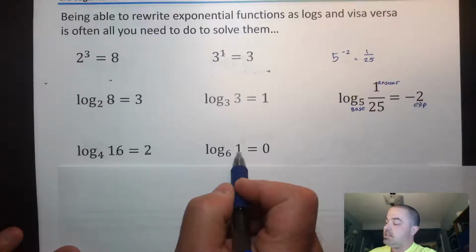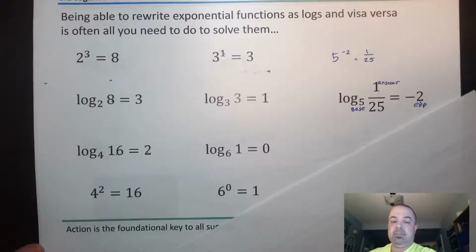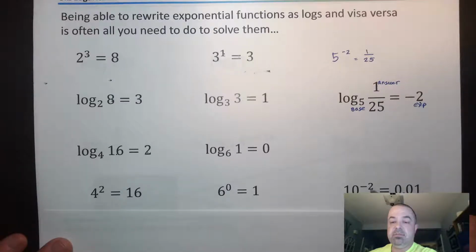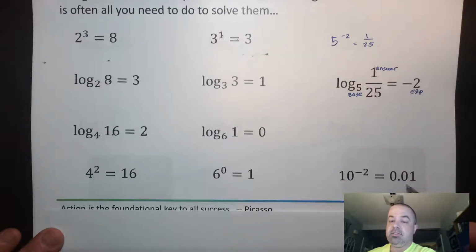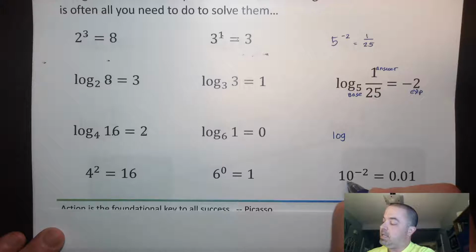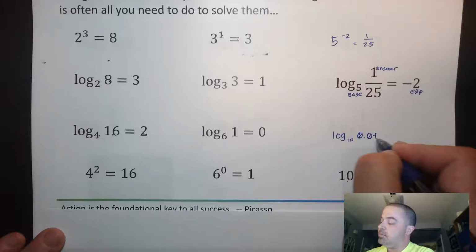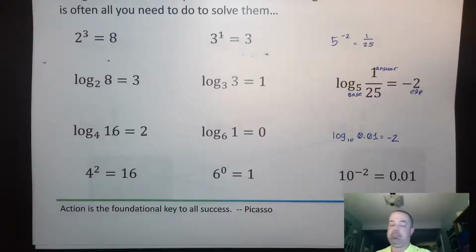Log base 6 of 1 is equal to 0. Well, that just becomes 6 to the 0 equals 1. And then 10 to the negative 2 is equal to 0.01. Okay, so if I'm writing that in log form, that's going to be log base 10 of the answer, 0.01, is equal to the exponent. Okay? Hopefully that's not too difficult and that makes some sense too. Alright?